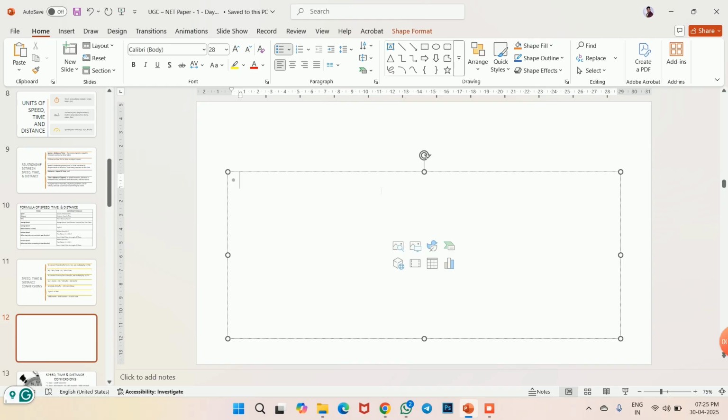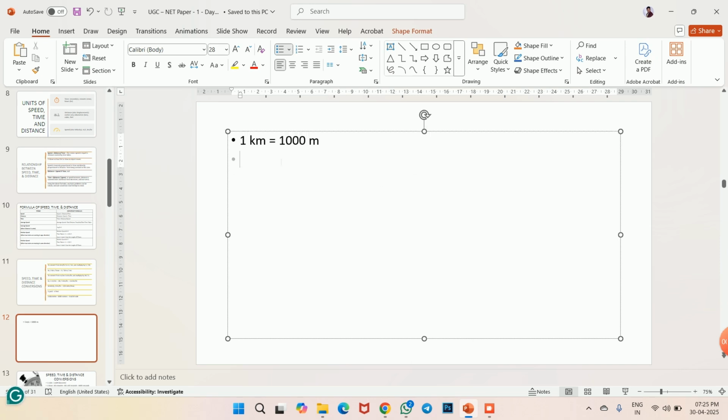See, 1 kilometer equals 1000 meters. Likewise, 1 hour is 60 minutes. If we want to convert into seconds, again we have to multiply it by 60, which would be 3600 seconds. So, yes, simple.